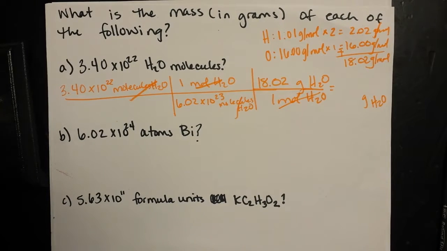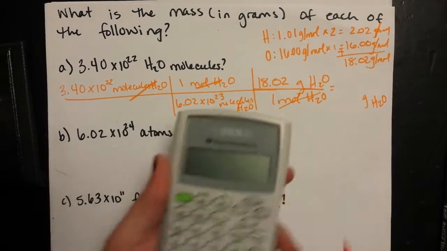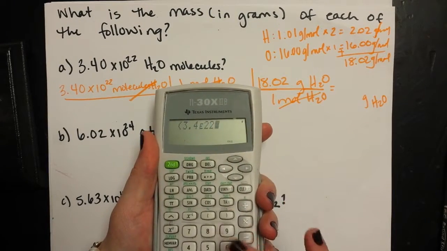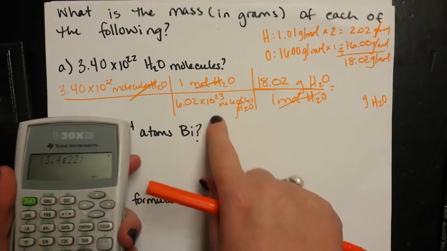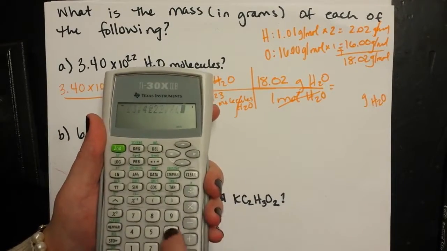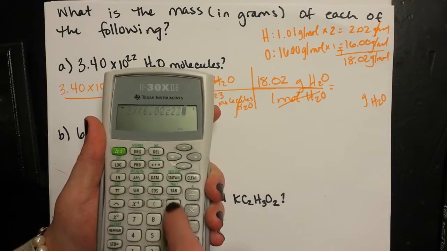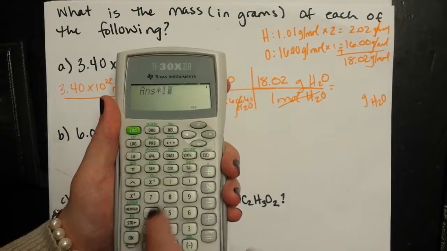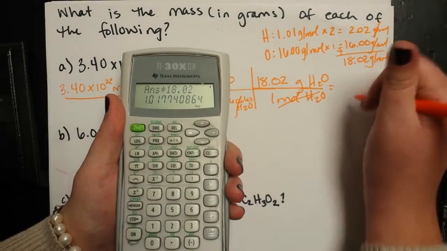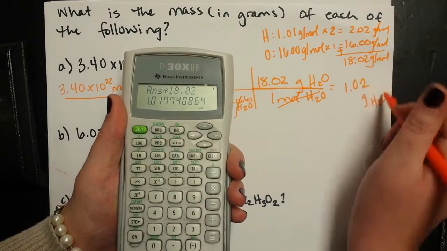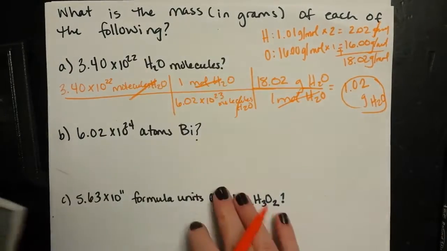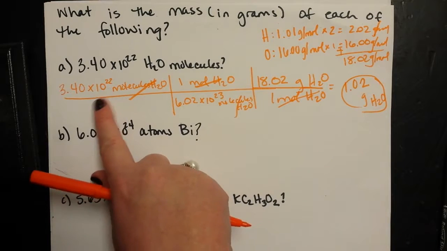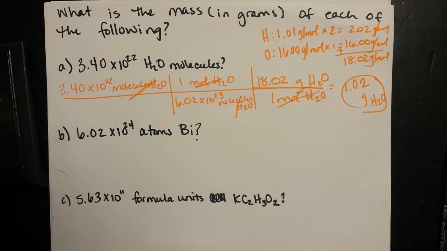Okay, and we can plug this in our calculator now. I'm going to take my numerator, 3.4 times 10 to the 22nd, and divide it by Avogadro's number. Get that answer and multiply by the molar mass of water. And you get 1.02 grams of water here. So just about the mass of a paperclip has this many molecules of water in it. It's a bunch of molecules.